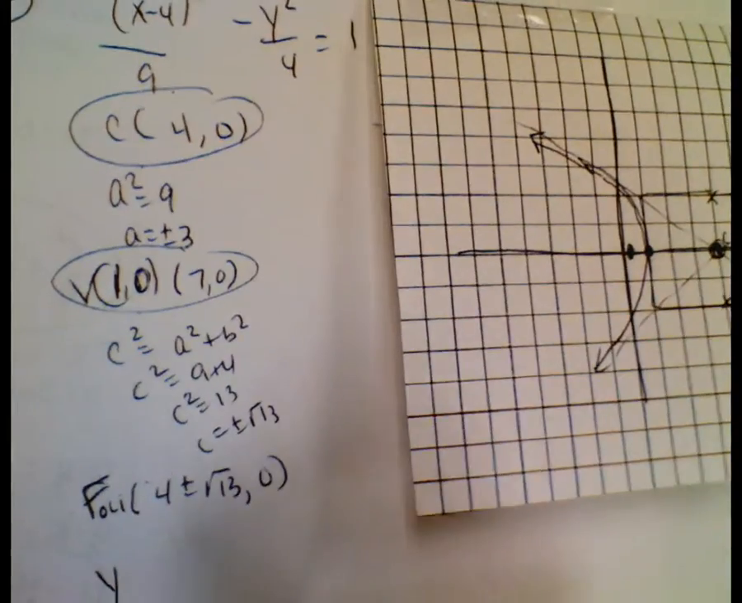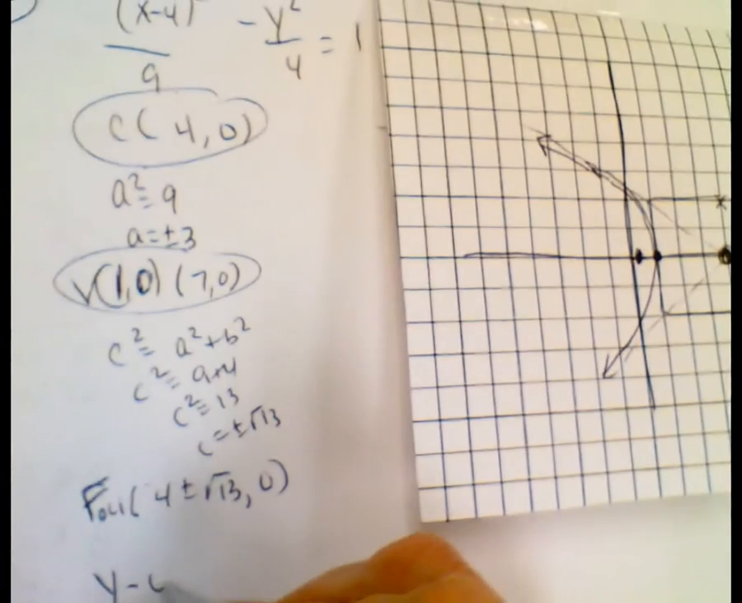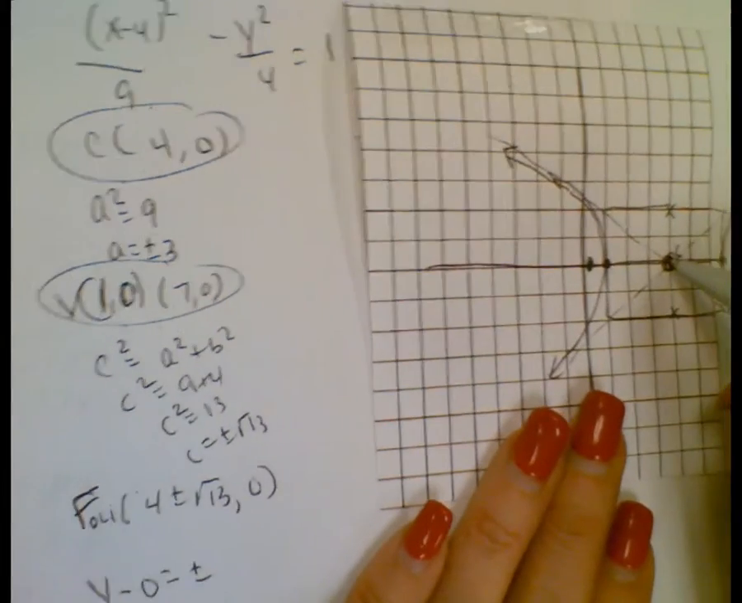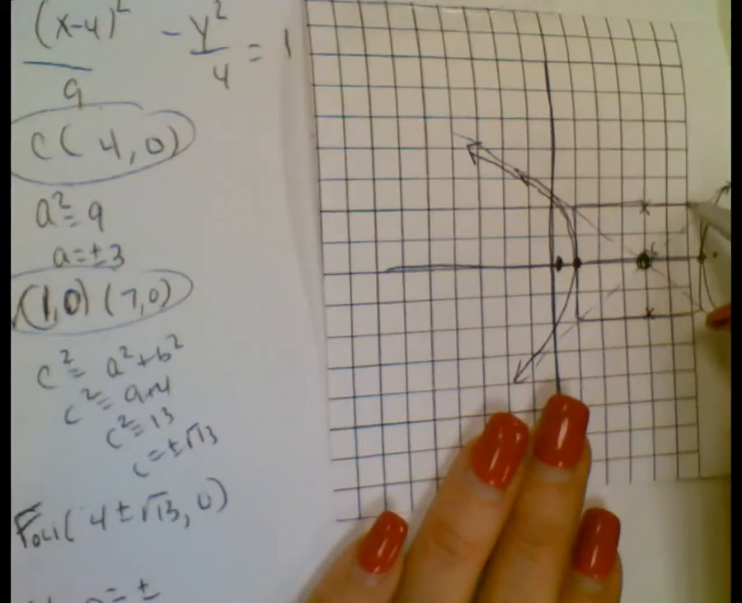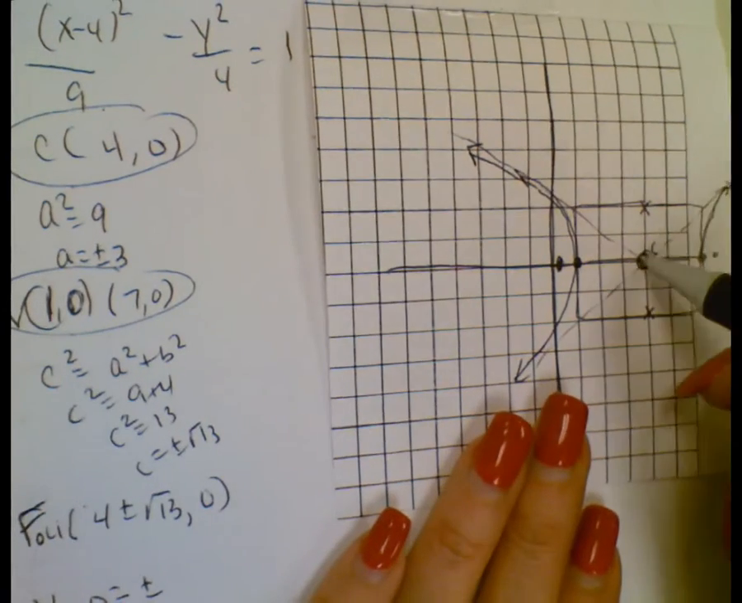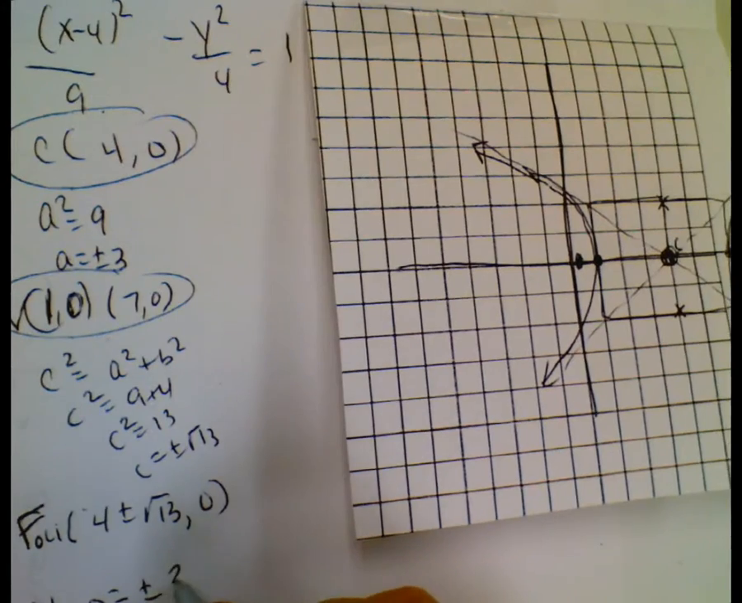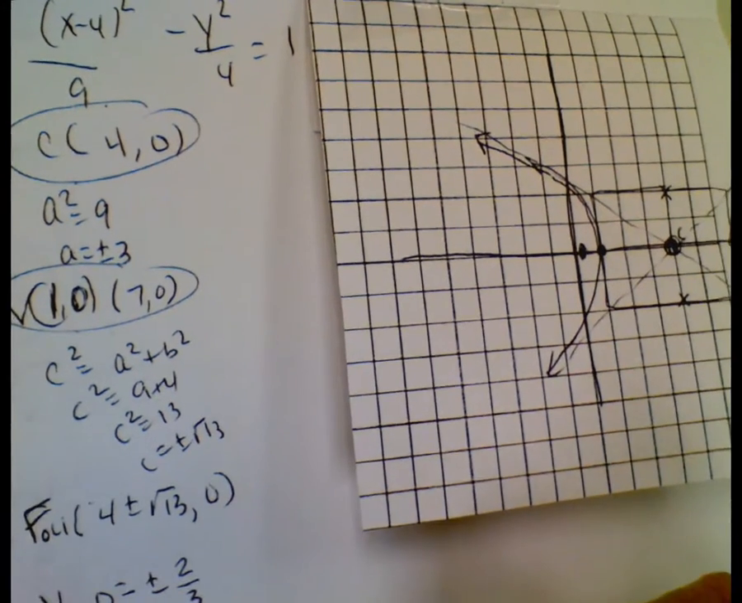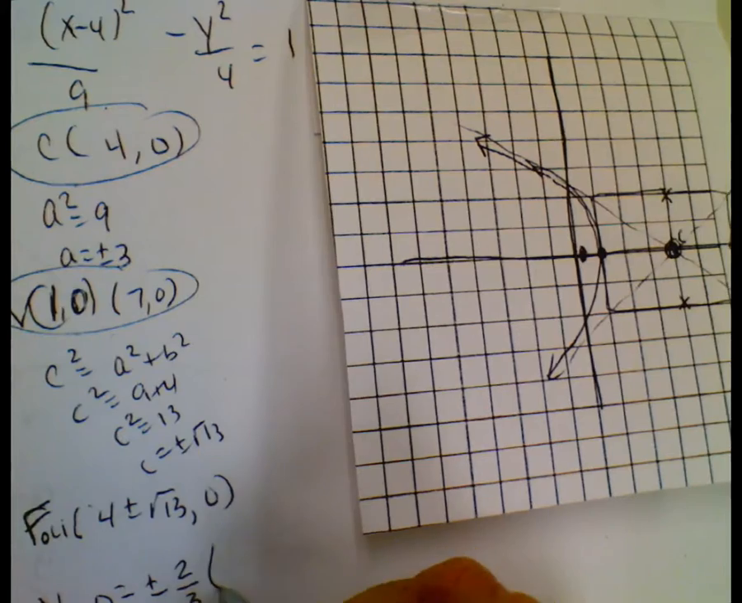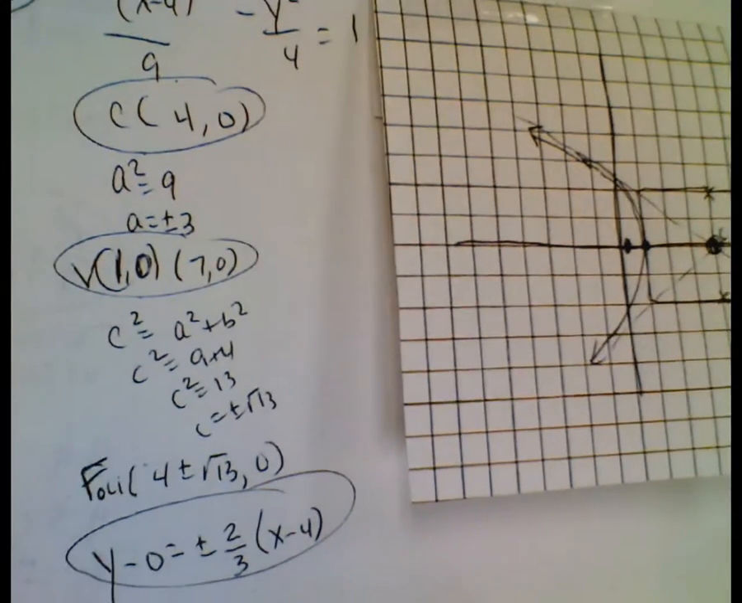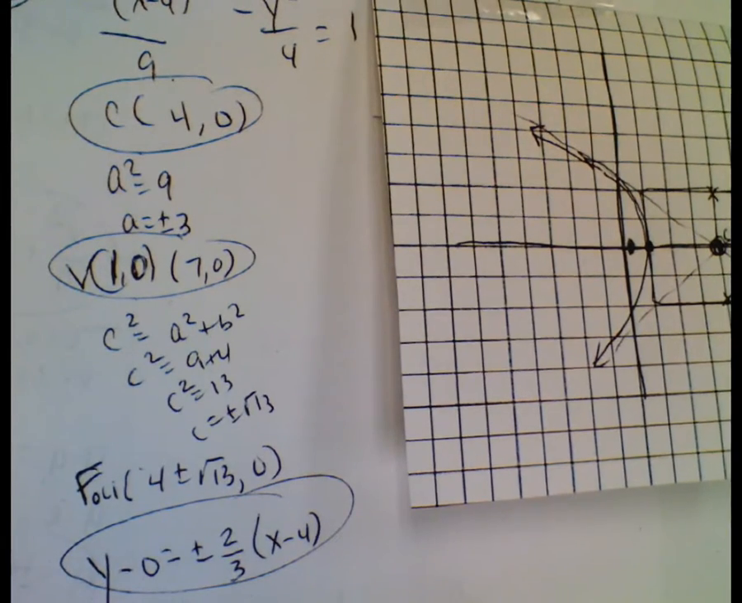Okay, so the center is 4, 0, so it's y minus 0 equals plus or minus the slope. What is the slope? The slope is 2 over 3. So in this case, it is b over a. Rise is 2, run is 3, from the center to a corner. And then it's x minus 4. That's your asymptotes. You don't need the y minus 0, you can just have y equals.